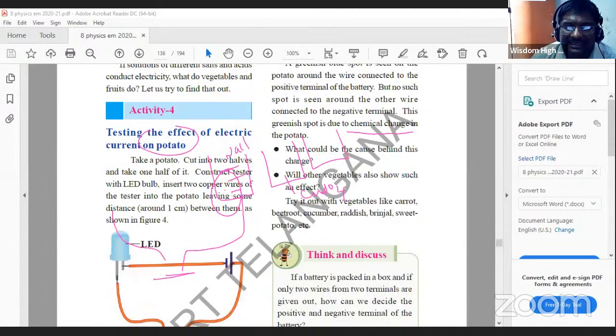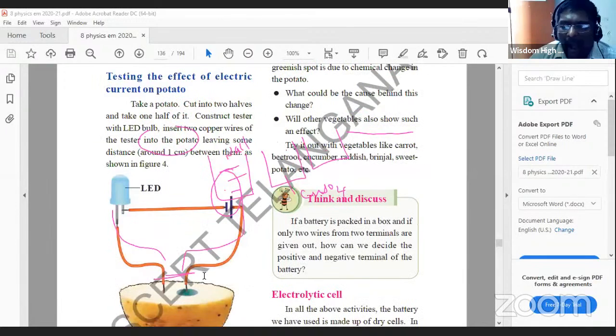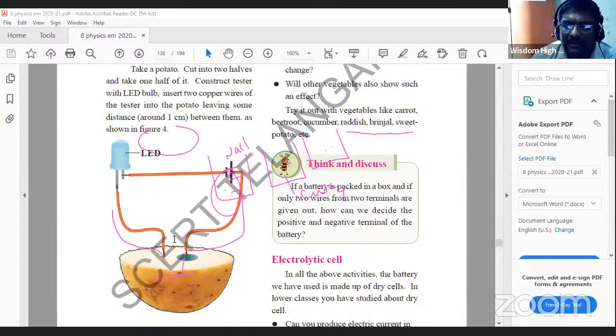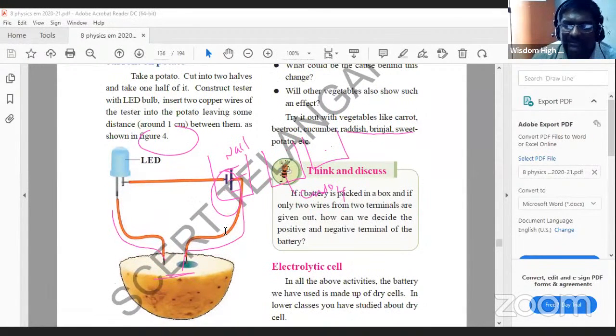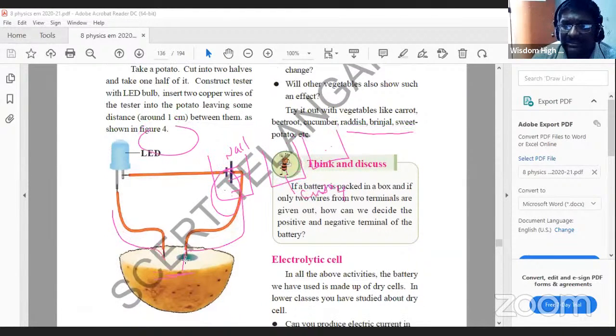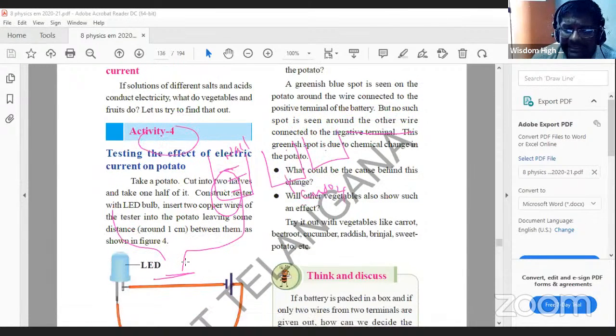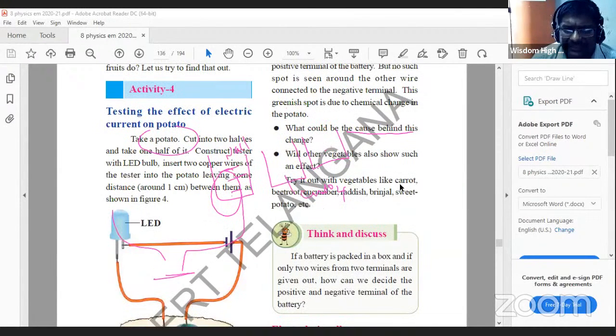See, potato has chemical energy stored in it. After driving electric current through the connectors, it changed its color. A greenish blue spot formed on the potato itself by driving the current. Next, up to now we discussed this.